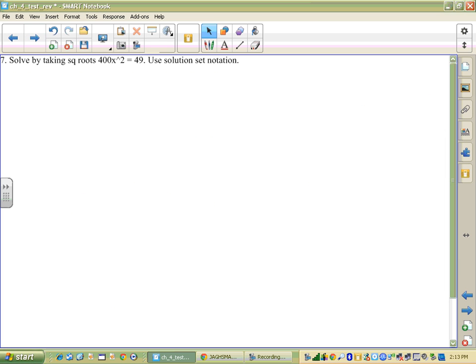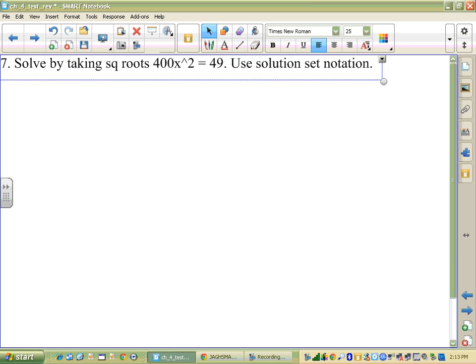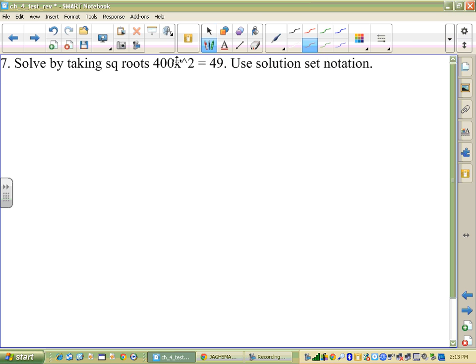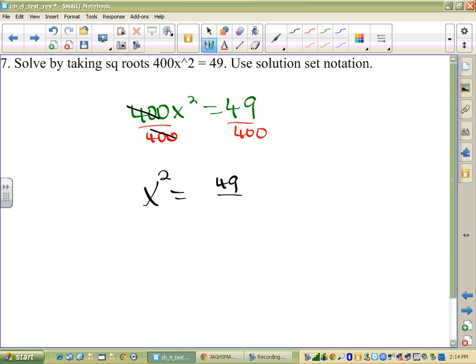Solve by taking square roots using solution set notation. This one actually is pretty easy. 400x squared is 49. So it says solve by taking square roots. Well, to solve, we want to get x by itself, so we divide by 400. So that cancels that. So x squared is 49 over 400.